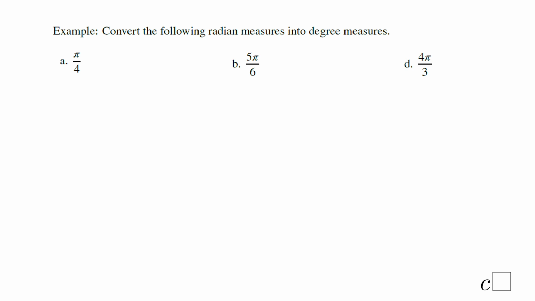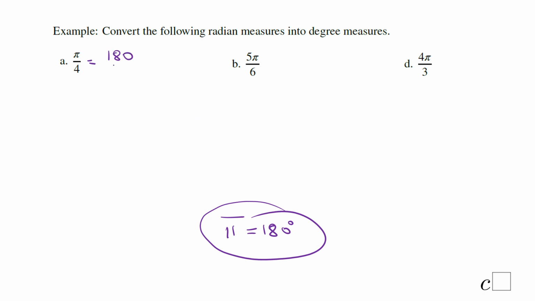I think going from radians to degrees, it's even easier, because remember, pi is 180 degrees when we talk about radians. Of course, don't forget the pi is also 3.14. So here we're gonna replace pi with 180. 180 divided by 4, that will be 45 degrees.